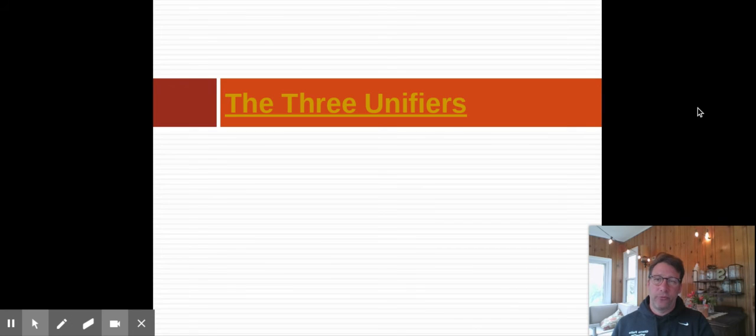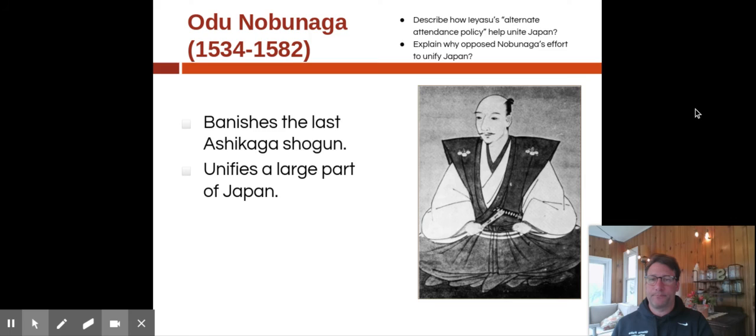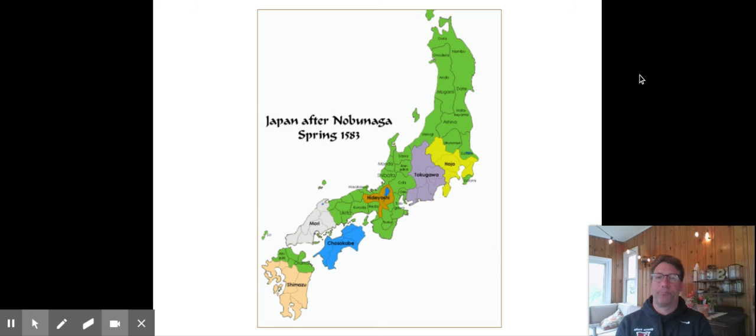During this time period, we also have 3 unifiers. So these are basically 3 shogun in a row who coexisted at the same time, but all who had different parts in unifying all of Japan under one rule. So the first is Oda Nobunaga. He is going to be the last shogun who overrules the Ashikaga shogun, and he's going to unify a large part of Japan, and I'll have a map for that in a second.